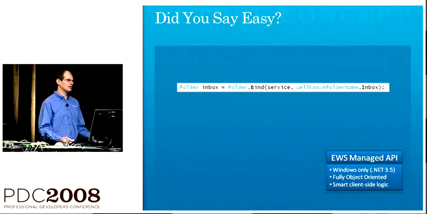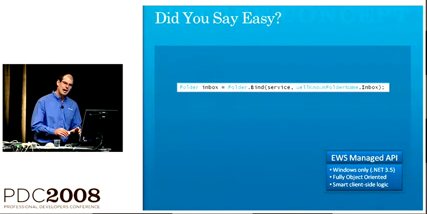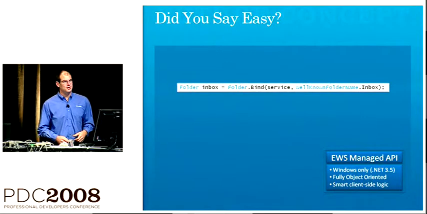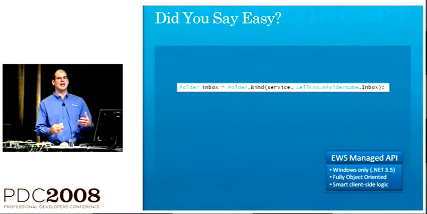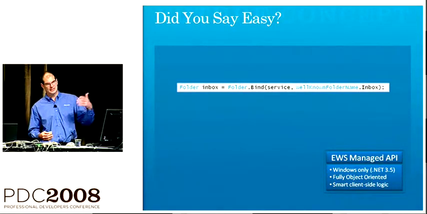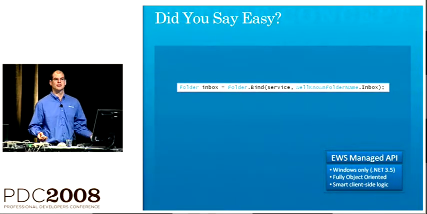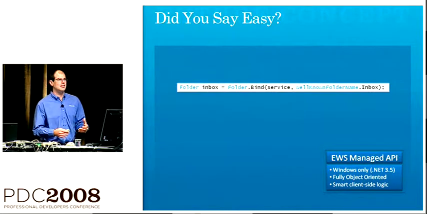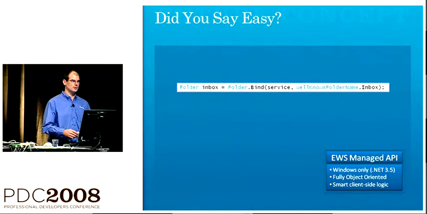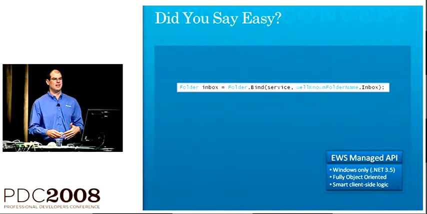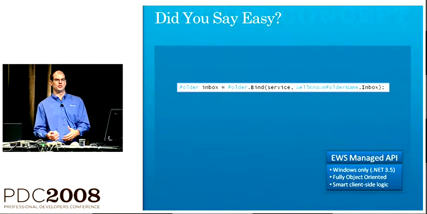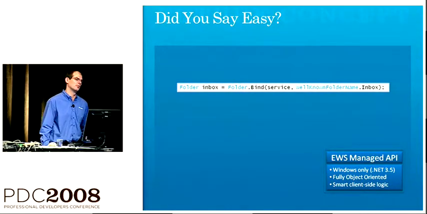What do I mean by smart client-side logic? I'm talking about Autodiscover, which allows you to dynamically find the endpoint for your service, whether it's hosted in the cloud or on premises, as well as some other logic around conversions of times, really making it easy for you to develop without having to implement a lot of lookup logic, for example, looking into the registry for time zones before you create a meeting. We'll drill into this a little bit more.